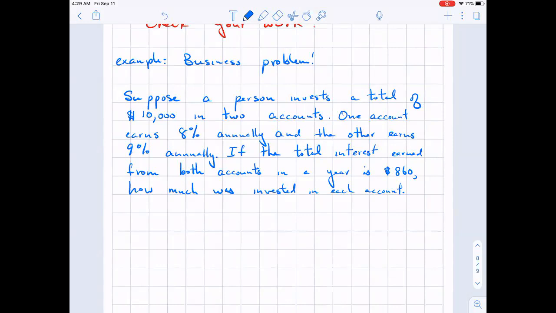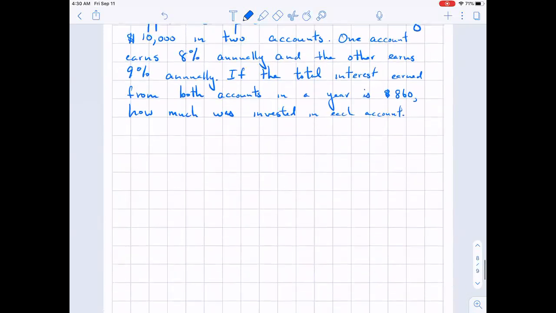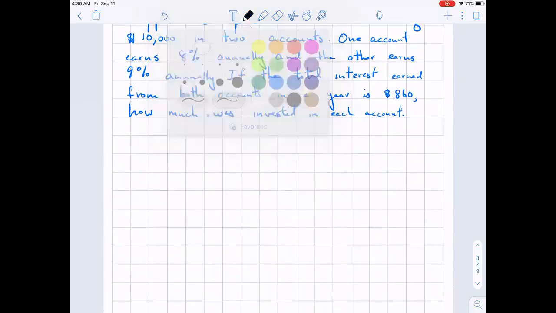And the total interest earned from both accounts in a year was $860. So we want to find out how much money did you really put in each account to get that interest. Okay. So we'll look at our hints and notes now. Okay.